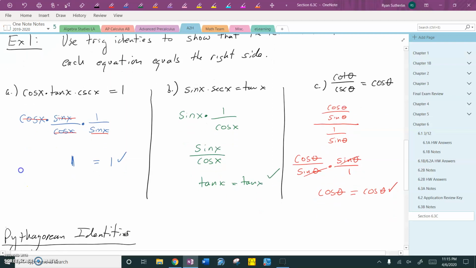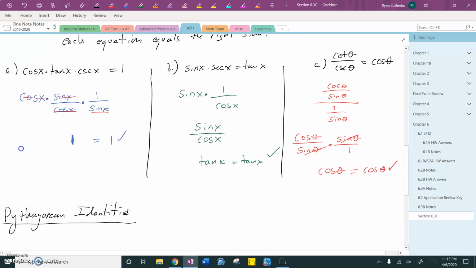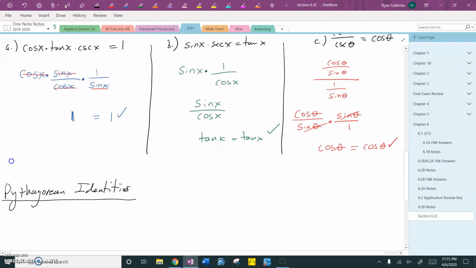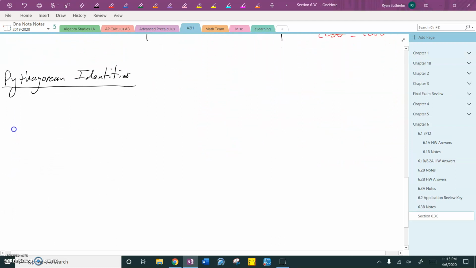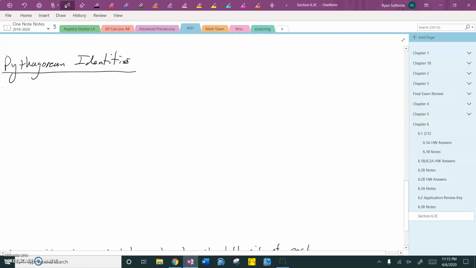The next type of identity, the Pythagorean identities, are the ones that you're probably going to use more than any other in the future. And this is why I wait to do these. When we think about Pythagorean identities, it's going to have something to do with the Pythagorean theorem. So the main Pythagorean identity is, think of the unit circle.